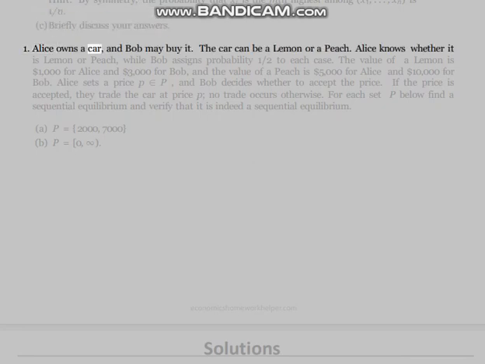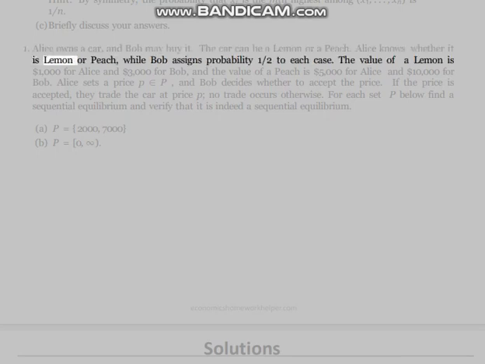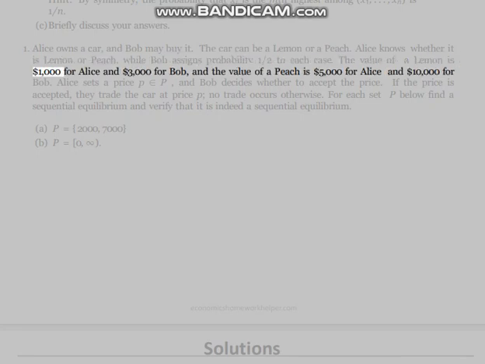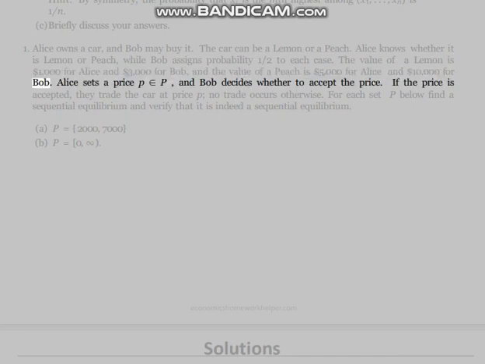1. Alice owns a car, and Bob may buy it. The car can be a lemon or a peach. Alice knows whether it is a lemon or a peach, while Bob assigns probability 1/2 to each case. The value of a lemon is $1,000 for Alice and $3,000 for Bob, and the value of a peach is $5,000 for Alice and $10,000 for Bob.